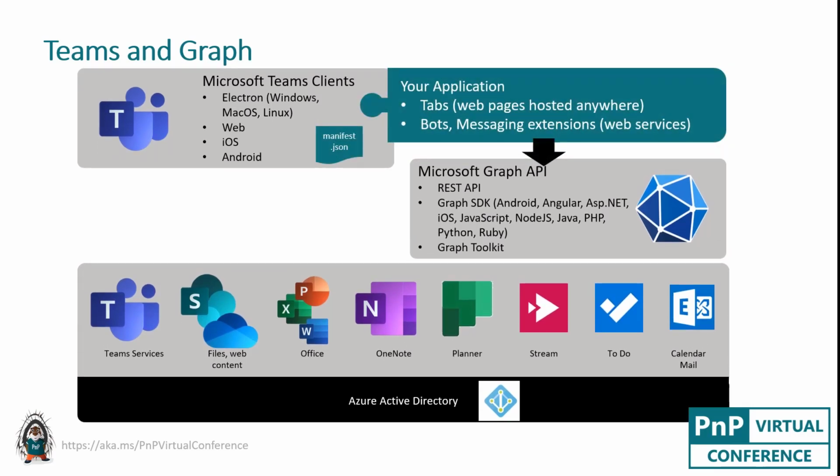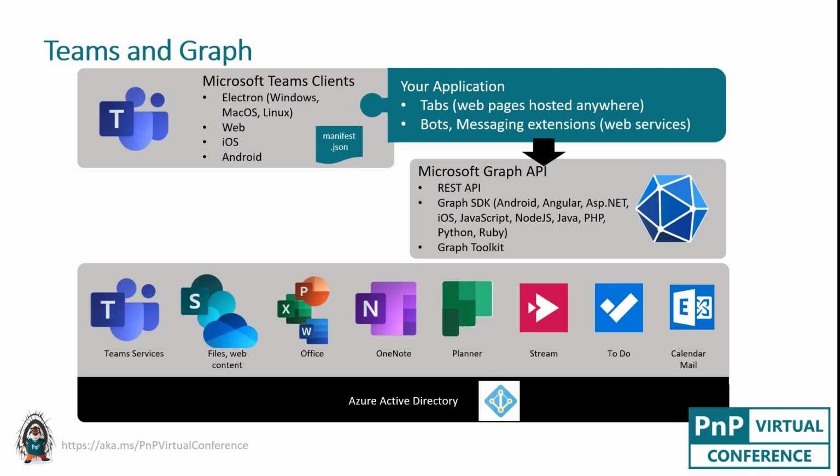Now recall that your Teams app does not actually run in Teams. It actually runs alongside of Teams, and it plugs into the Teams user interface through a file called manifest.json. For instance, a tab is just a web page. You could host it anywhere you want. All you have to do is put the URL in manifest.json so that Teams can get there. Bots and messaging extensions are just web services, and the manifest has the URLs of those as well.